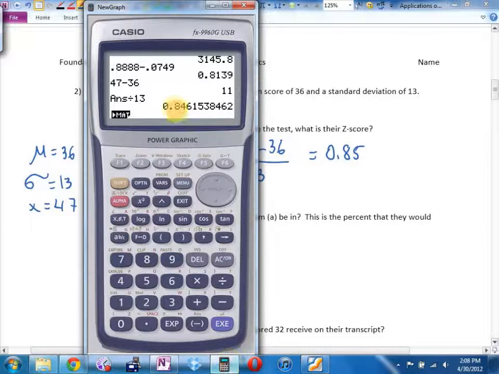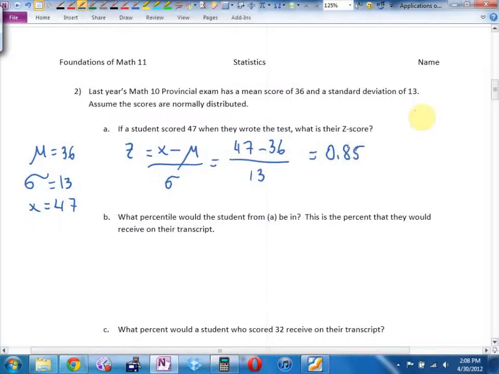You get a Z-score of 0.846153. What are we going to round this off to, 0.84 or 0.85? We have to go to 2 decimal places for our chart, unfortunately. So 0.85, and that would make it probably a difference. That's their Z-score, 0.85. What percentile would the student from A be in? This is the percent they would receive on their transcript. So here's their Z-score. What percent above the rest are they, and therefore, what will the grade be?